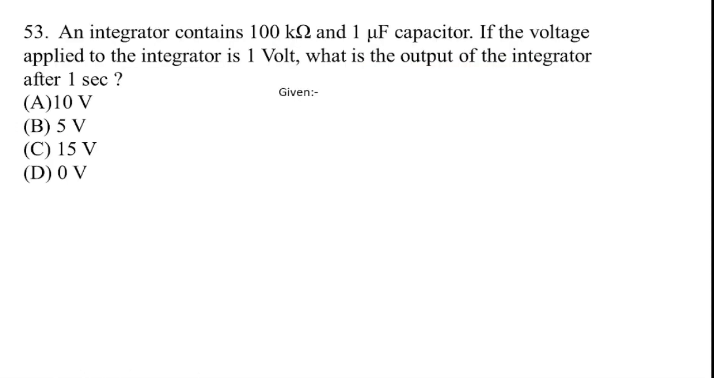Next question. An integrator circuit has a 100 kilo ohm resistor and a 1 microfarad capacitor. Here two values are given: 100 kilo ohm resistor and 1 microfarad capacitor. If the voltage applied to the integrator is 1 volt, what is the output of the integrator after 1 second?